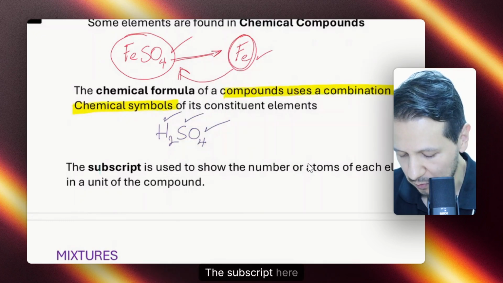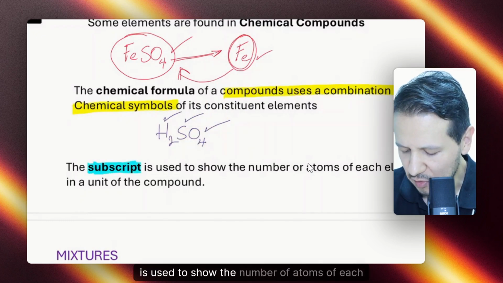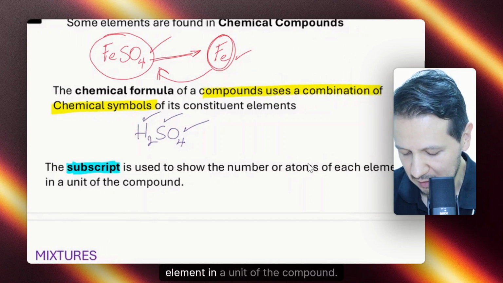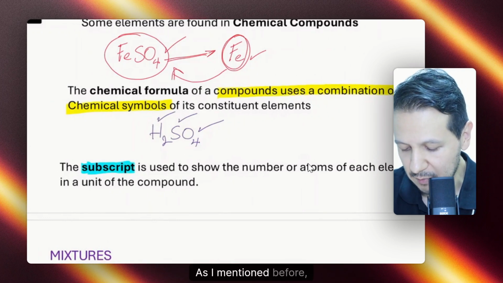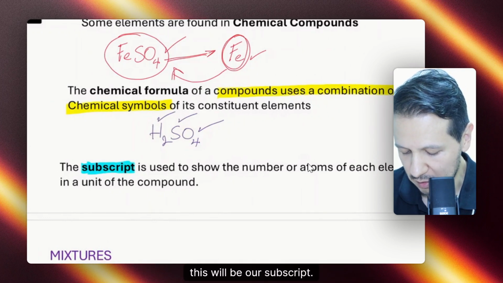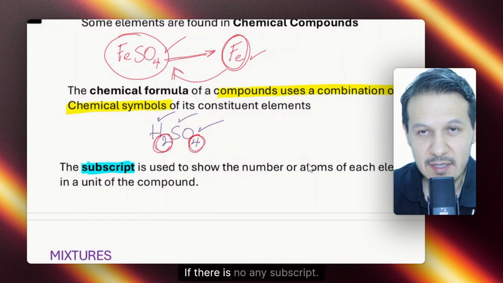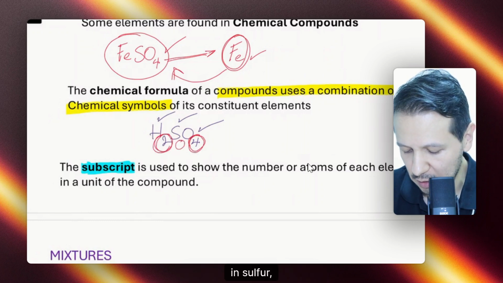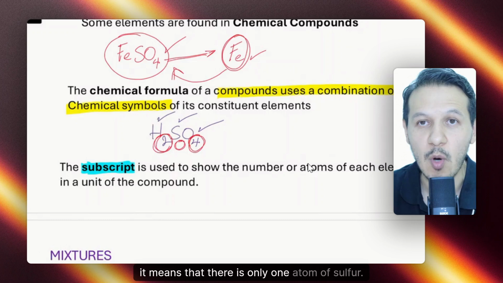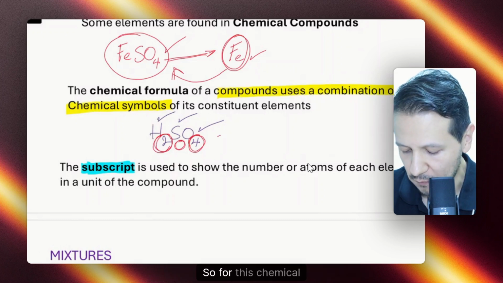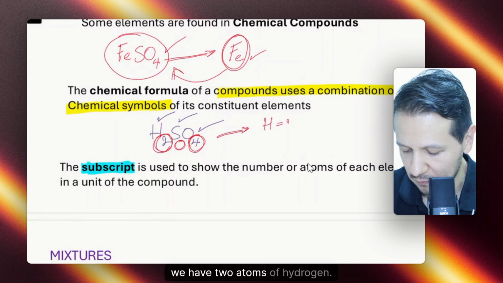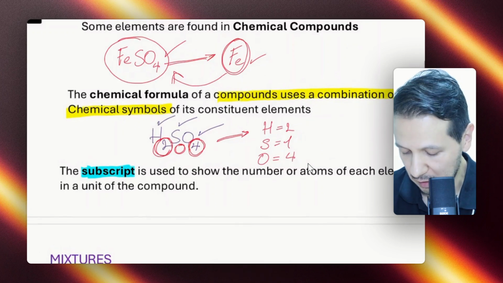The subscript here is used to show the number of atoms of each element in a unit of the compound. As I mentioned before, this will be our subscript. If there is no subscript, for example in sulfur, it means that there is only 1 atom of sulfur. So for this chemical compound, we have 2 atoms of hydrogen, 1 atom of sulfur, and 4 atoms of oxygen.